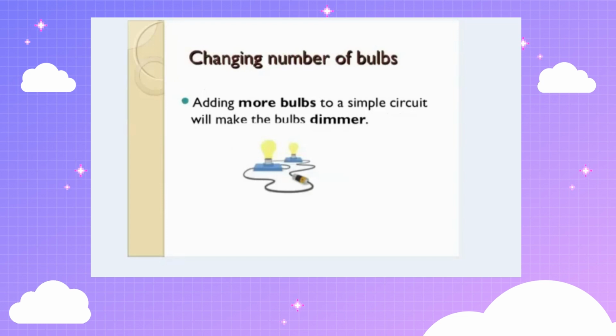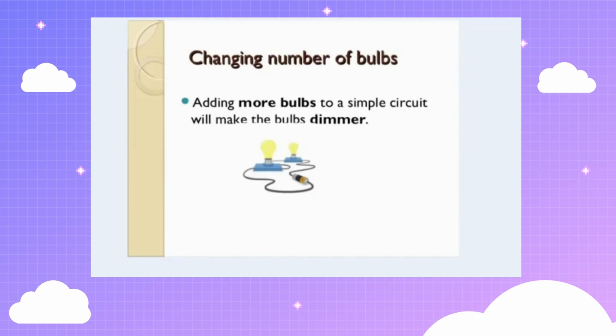Changing the number of bulbs. Now it's your choice how many bulbs you want to add in your circuit, 2 or 1. If you have 1 battery and you add 2 bulbs, the brightness of the bulbs would be dimmer. If you add 2 batteries and 2 bulbs, the brightness would be medium. If 3, then they would be brighter.